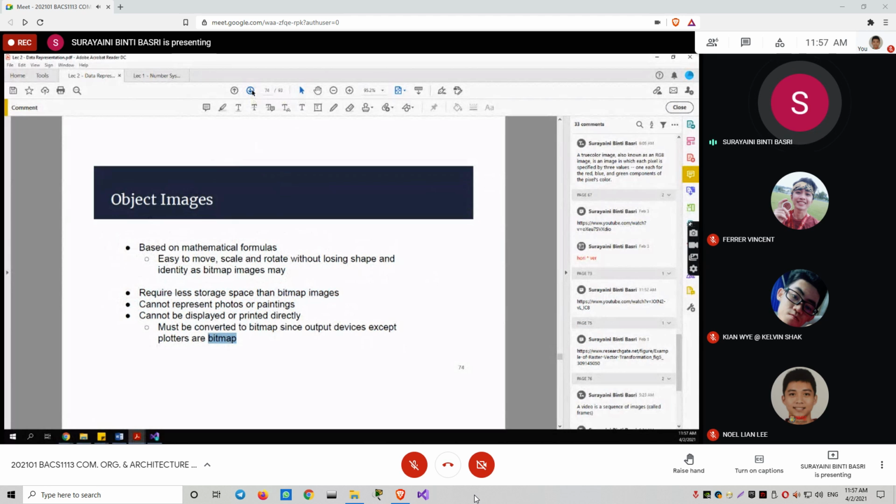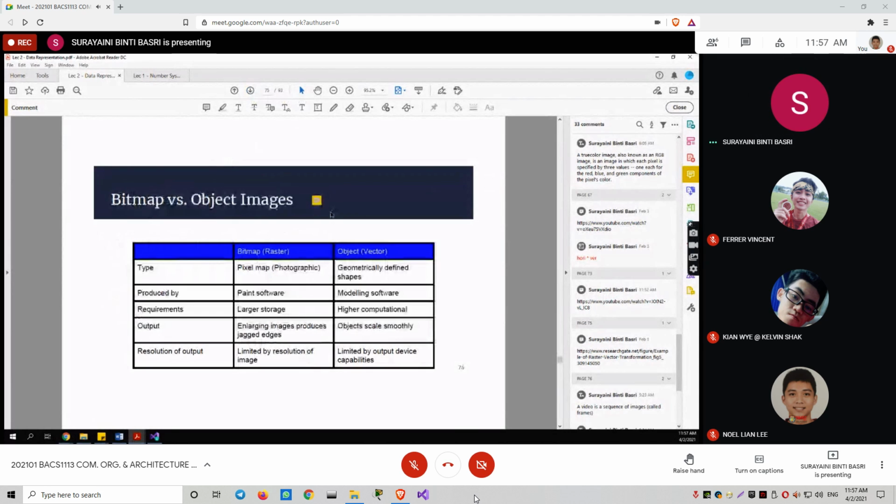Okay, so this is the comparison between the bitmap and the object. The bitmap stores the data as picture elements, or pixels. The vector stores geometrically defined shapes. The bitmap is produced by paint software, but the vector image is produced by modeling software.